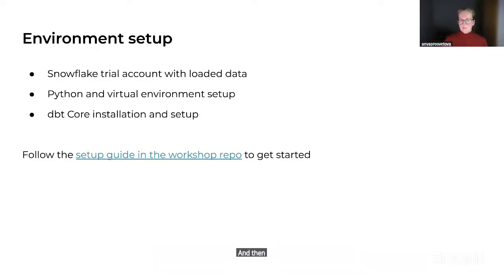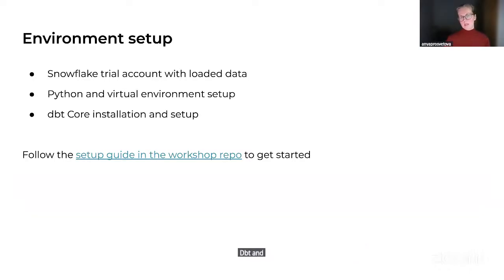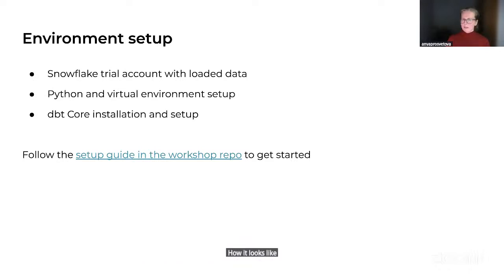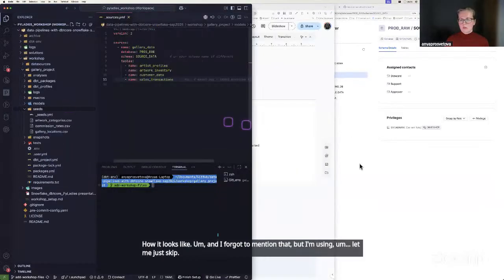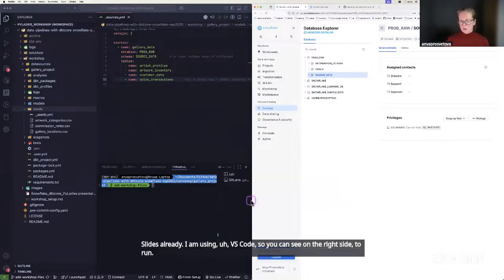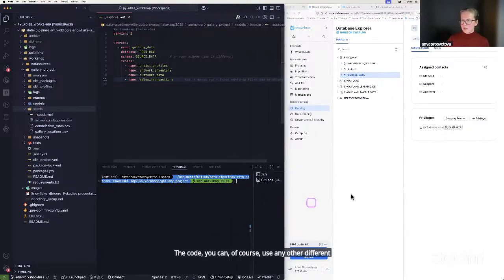And then basically at the end of the setup instructions, you should be able to run dbt, not run dbt, but connect to Snowflake from dbt and not get any errors. So I'll show you in a second how it looks. And I forgot to mention that, but I'm using VS Code, so you can see on the right side to run the code. You can, of course, use any other IDE, but that's what I'm going to use on my side.